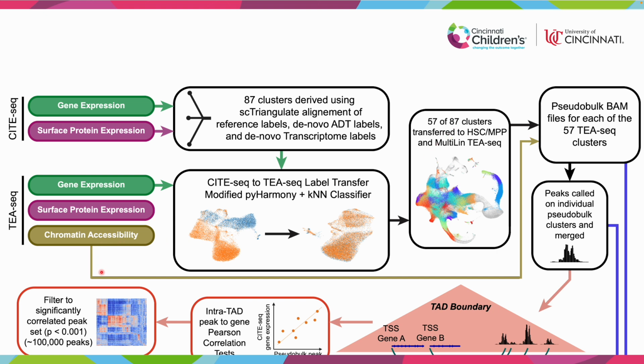We then take the chromatin accessibility information from the T-seq and then split the BAM file into 57 separate BAM files based on the T-seq clusters. We then call peaks on the individual BAM file sets and then merge those peaks to have consensus peak sets.